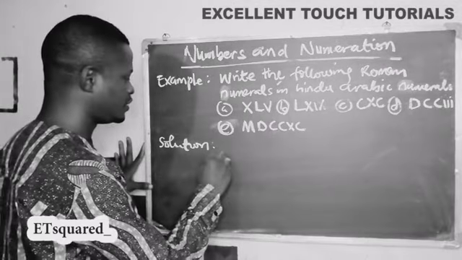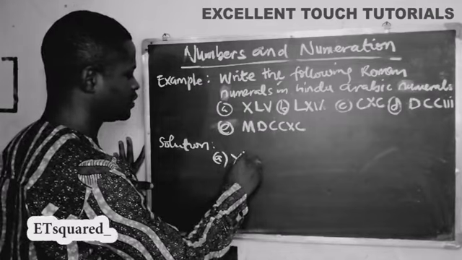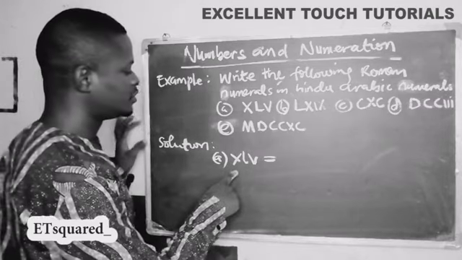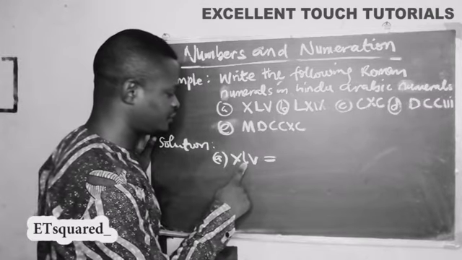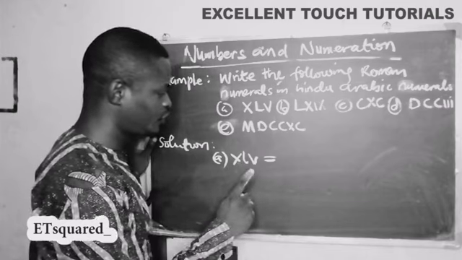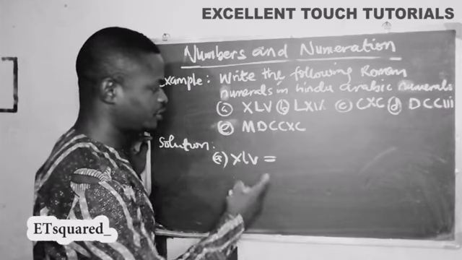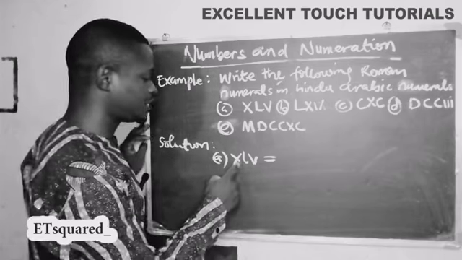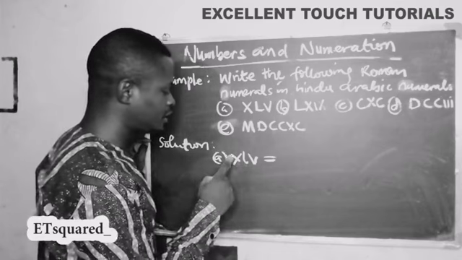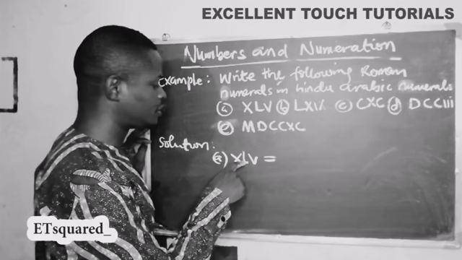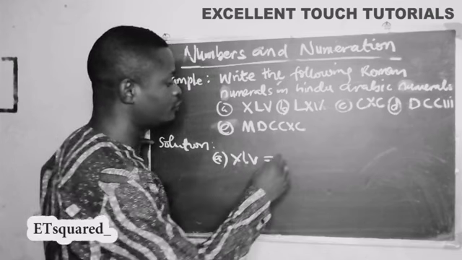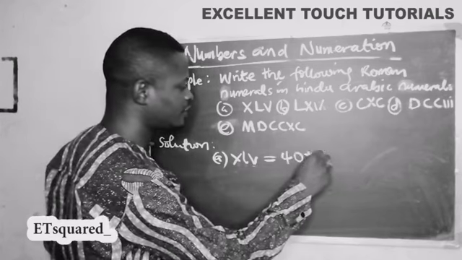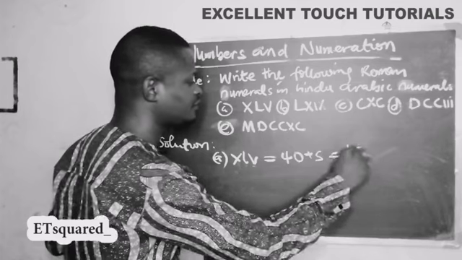The first question right there is XLV. We are supposed to write it in Hindu Arabic numeral. To do that, don't say 10 plus 50 plus 5. No. If a lesser symbol comes before a particular symbol, then it means they are taken together. So since X is 10 and L is 50, and we're having 10 before 50, that means we're saying 50 minus 10, and that will be equal to 40. Then plus V, which is 5. So that will give us 45.